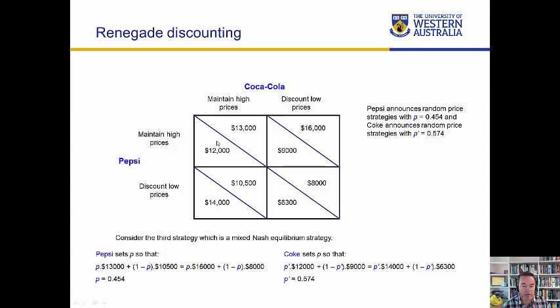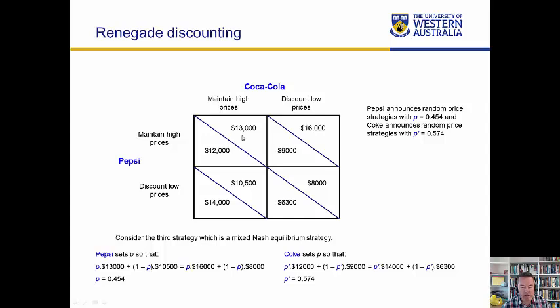So if we start off at high and Coke cuts and we go to the top right hand quadrant, then Pepsi will incur losses through a reduction in profit down to 6,300 for a period so that they can actually get back to high prices.